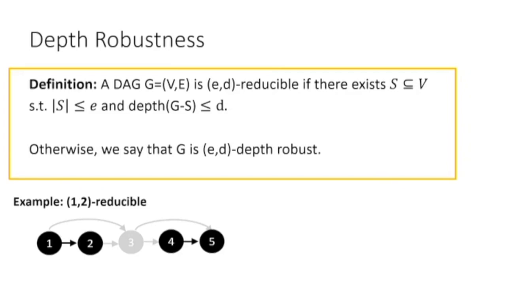Now, if a graph is not reducible, we say that it's depth-robust. Depth-robust means that for all subsets of size e, deleting e nodes is going to leave a path of length d remaining in this graph. So on the one hand, we have reducibility, and if it's not reducible, we'll say that it's depth-robust.